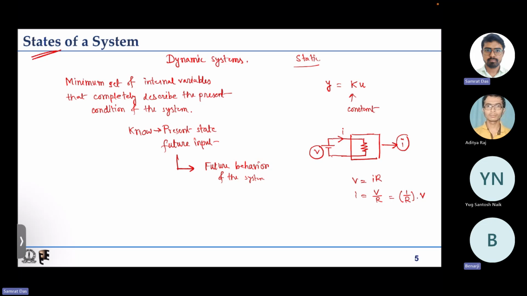Sir, future input we may not know. Can't we say it as a past state and the present input to know the present behavior? Why not in this case? No, I will take an example, then it will become clear.